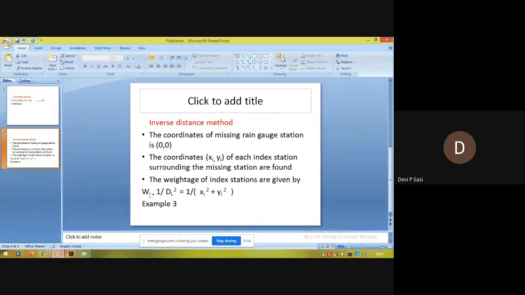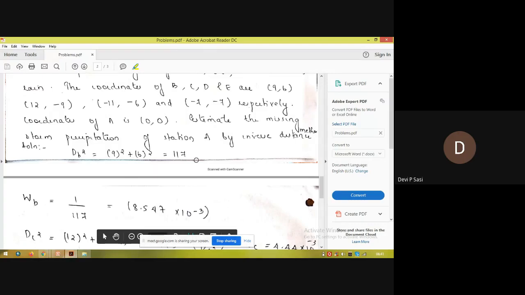Now what is weightage? Weightage is 1 by di square, that is the inverse of di square. So you can see db square is equal to 117. So wb will be 1 by di square, that is 1 by 117. You will obtain it as 8.547 into 10 raised to minus 3.